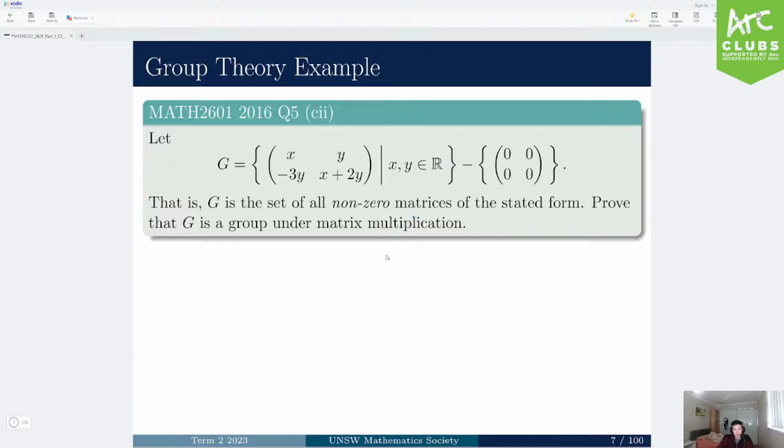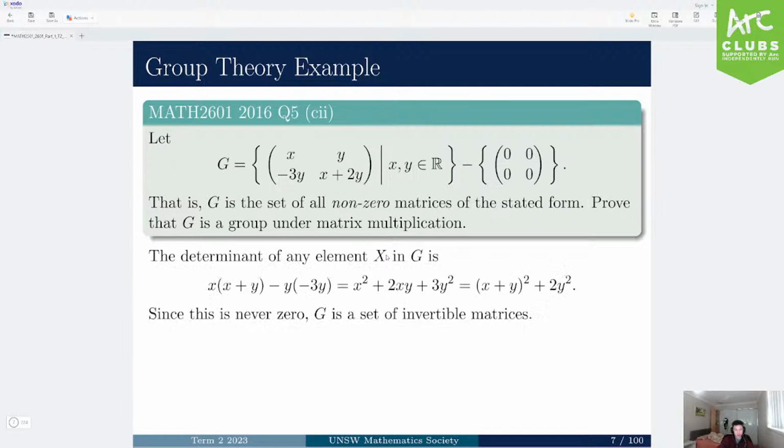Okay. Now, first thing we're going to look at is the determinant of any element inside G. So if we take any element, let's just take this example here. We have x, y, minus 3y and x plus 2y. We find the determinant of that. That gets us x times x plus 2y minus y times minus 3y, and that simplifies down to x plus y all squared plus 2y all squared.